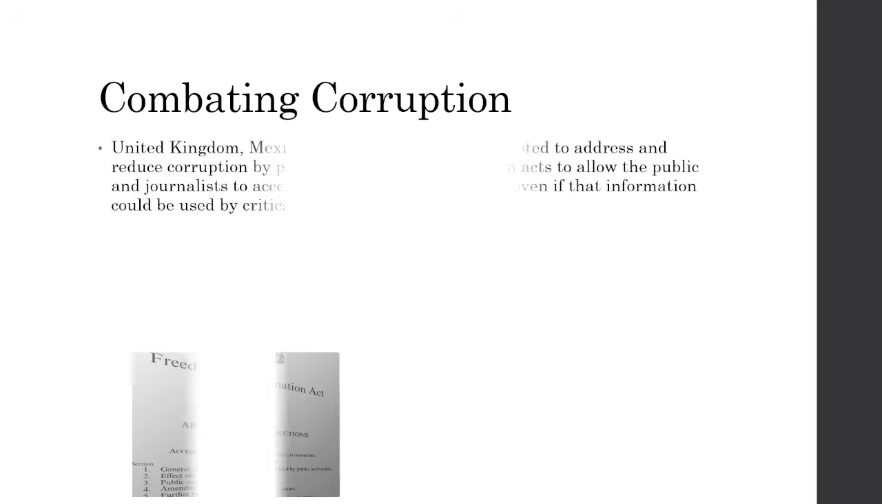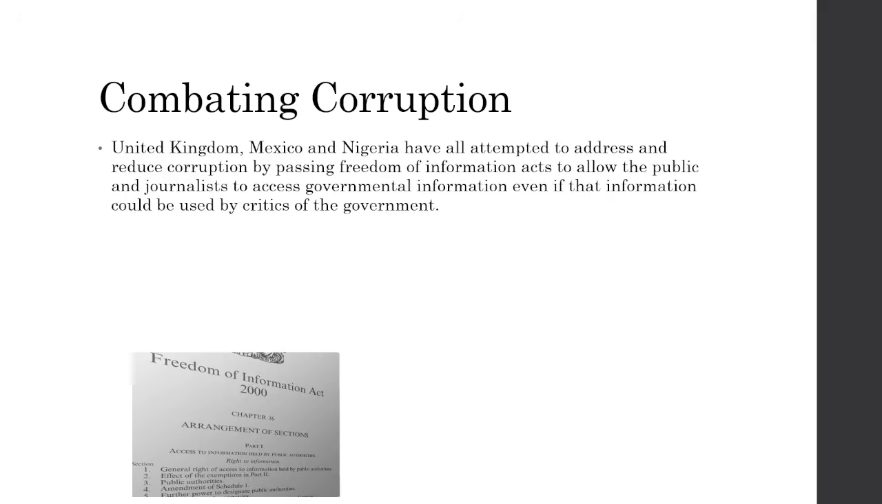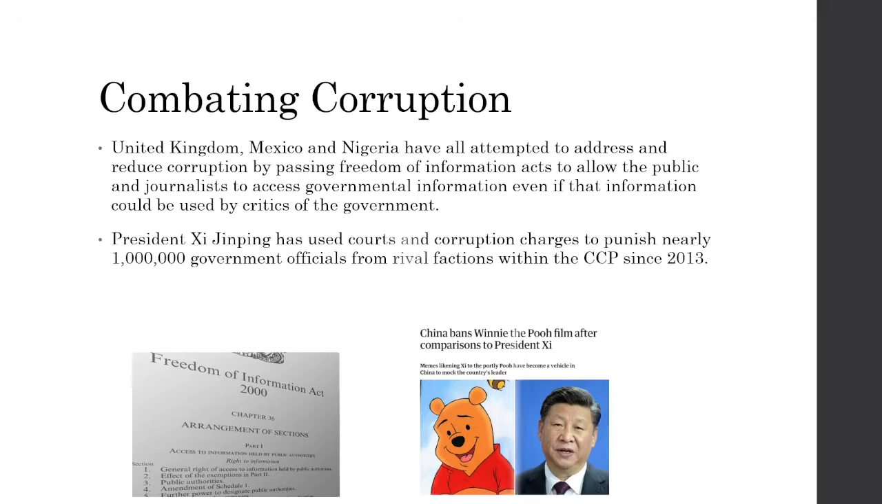So let's talk about corruption. In the United Kingdom, Mexico, and Nigeria, they've all attempted to address and reduce corruption, and they pass Freedom of Information Acts to show what's going on within the government. That's very transparent. And they allow particularly journalists to report on what's happening in the government using this government information, and they can be critics of the government. That's also very important, that they can report in opposition to the government.